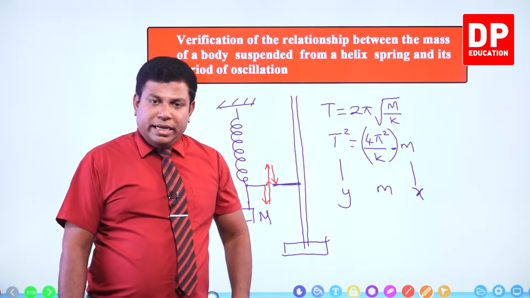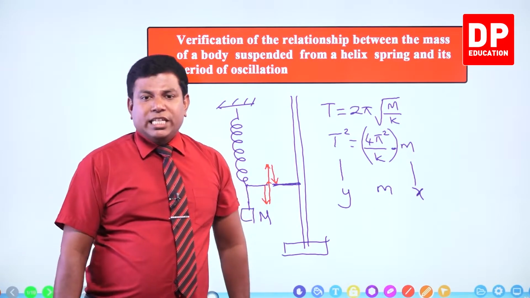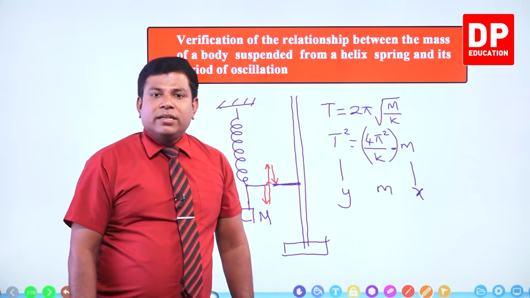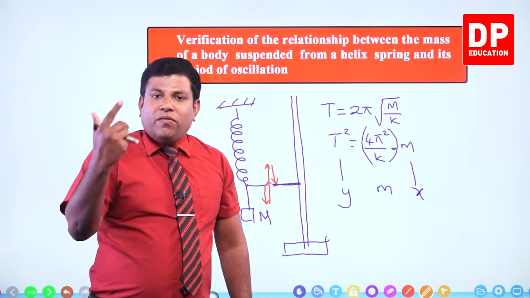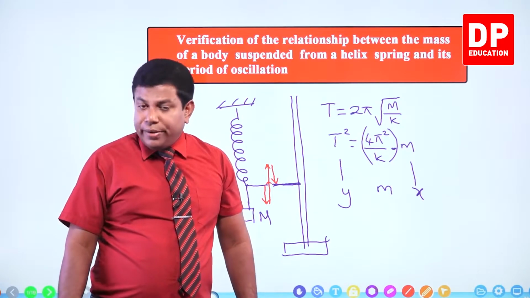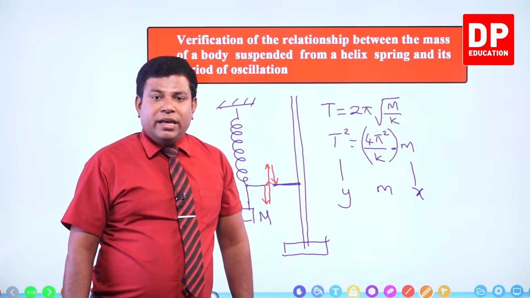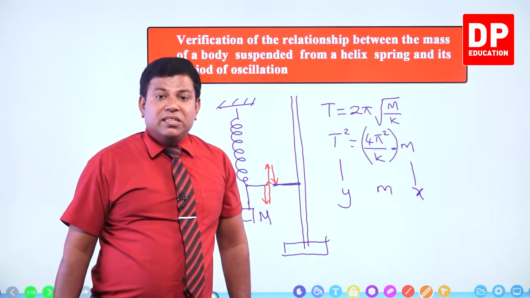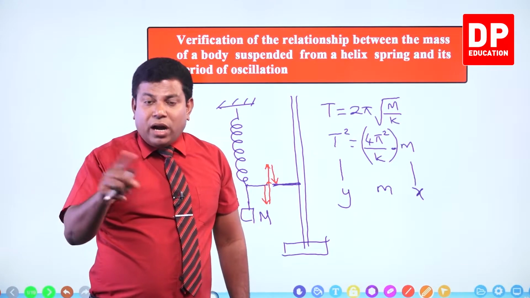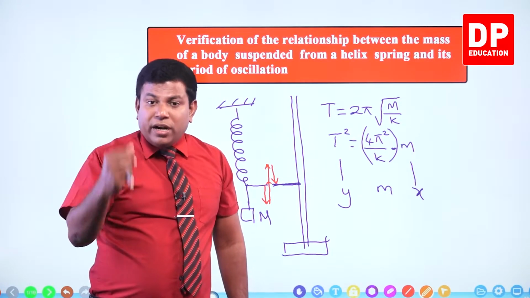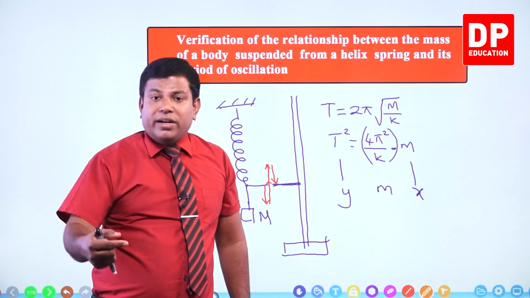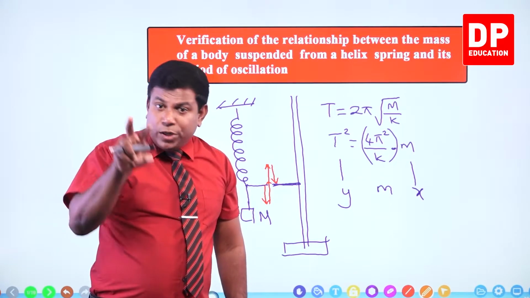If you are measuring the time for one oscillation, suppose one oscillation takes 5 seconds, then 0.1 over 5 is going to be the fractional error. Whereas, if you measure it for 20 oscillations, 20 into 5 will be 100. It's going to be 0.1 divided by 100, which reduces the fractional error.